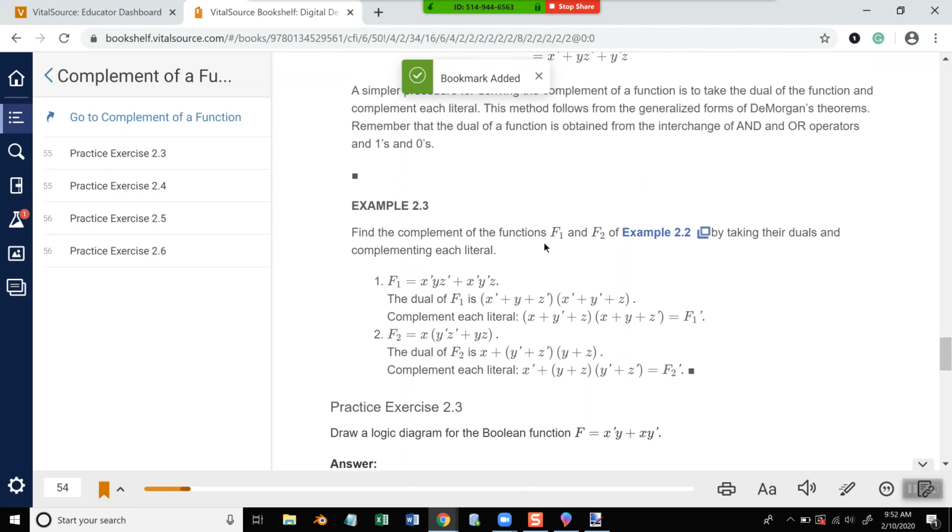Okay, here's another example. It says find the complements of functions f1 and f2 by taking their duals and complementing each literal.